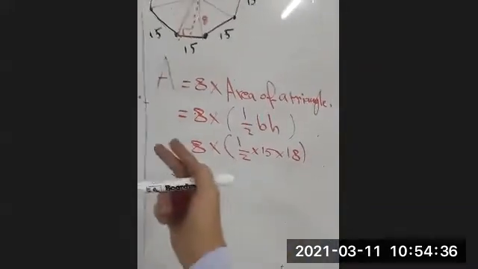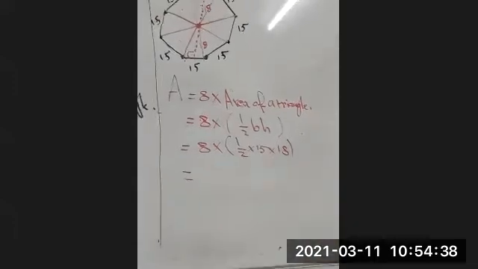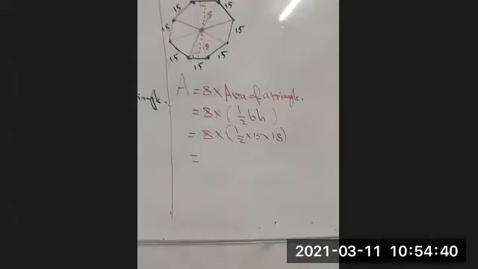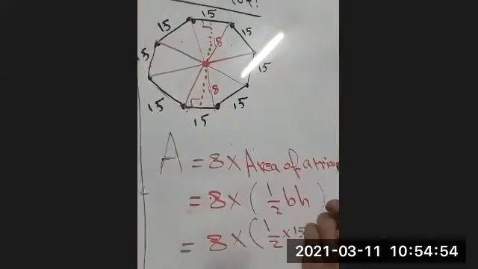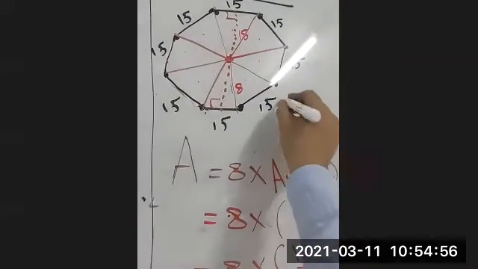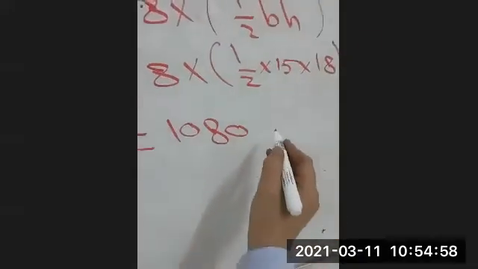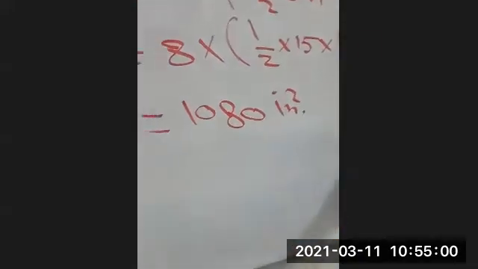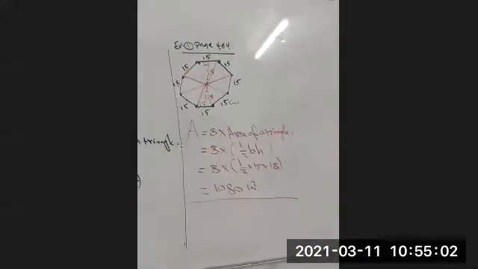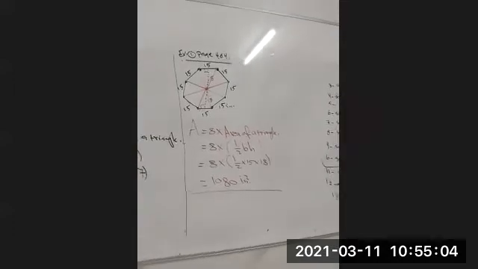Now I'll multiply all of these numbers together. I'll use my calculator to save time. This is 8 multiply half multiply 15 multiply 18. The answer is 1080. 1080 what? The unit is what? Inches? Yes, inches power 2. This is example 1, page 464.